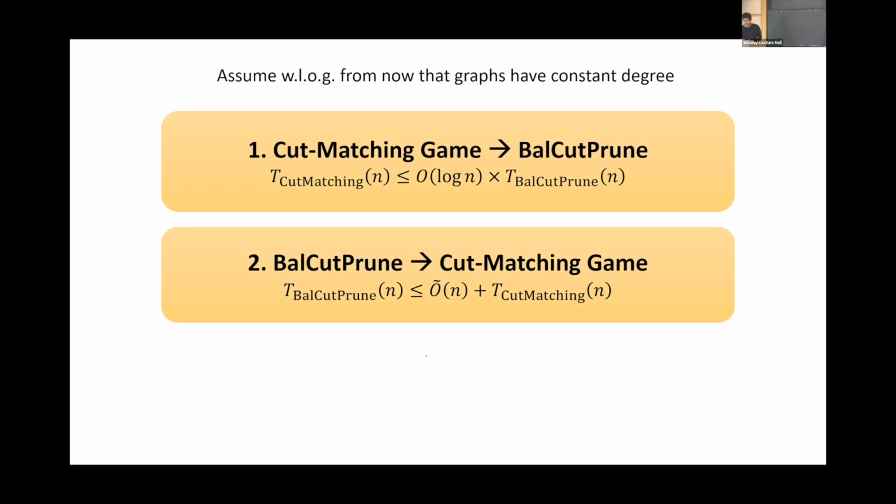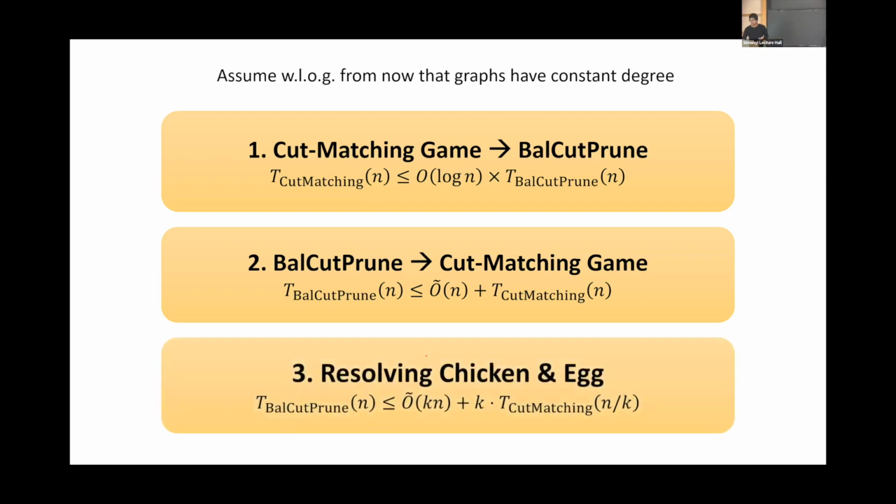We're going to show that bow cut prune and another process called cut matching game, which is super useful, are equivalent algorithmically. So each of them reduces to the other. But given that they reduce to each other, this gives you a chicken and egg situation. It doesn't help you algorithmically. And the last step is to resolve this chicken and egg situation. But before we go to that, let me talk about the cut matching game, what it is.